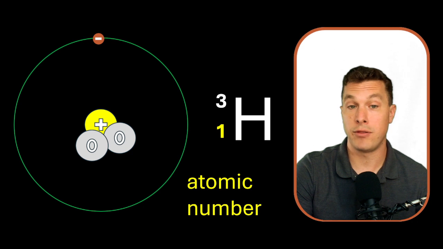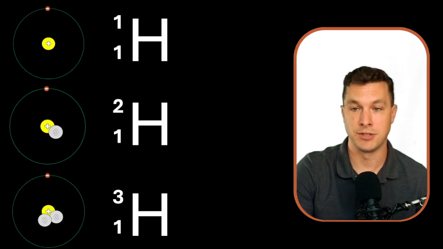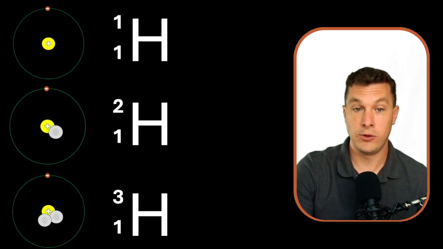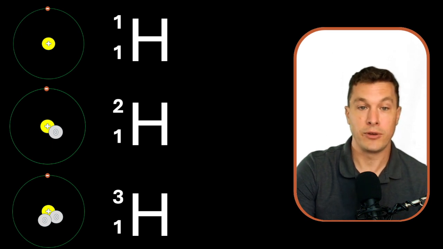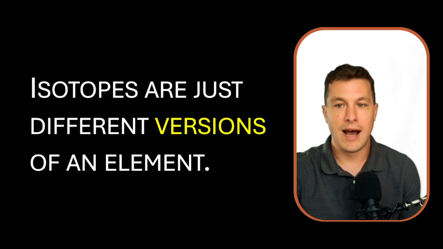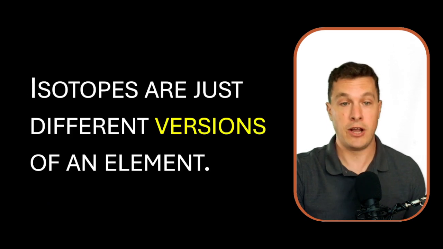So far, we've looked at 3 different versions of hydrogen. We have one with 1 thing in the nucleus, 2 things in the nucleus, and even 3. Guess what? Those are all 3 isotopes. So what is an isotope? Isotopes are just different versions of an element.